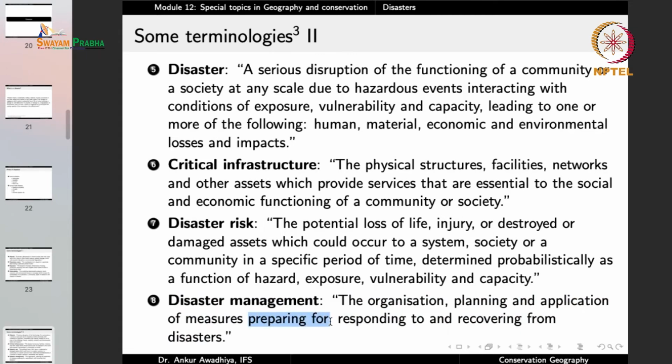So before there is a disaster, you can prepare for the disaster. Once the disaster has happened, you can respond to the disaster. You can try to reduce the loss of life and property. And after the disaster, you can try to recover from the disaster. And a combination of all of these, the organization, planning and application of measures that are for preparation, response or recovery from the disasters, are known as disaster management.